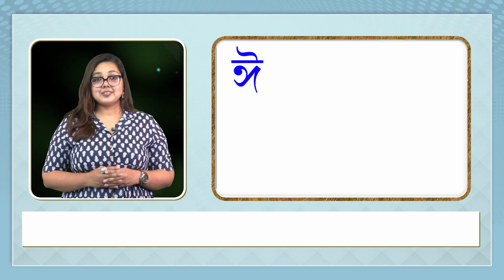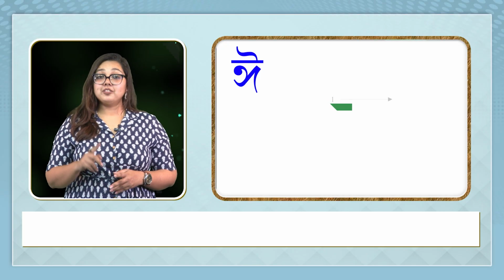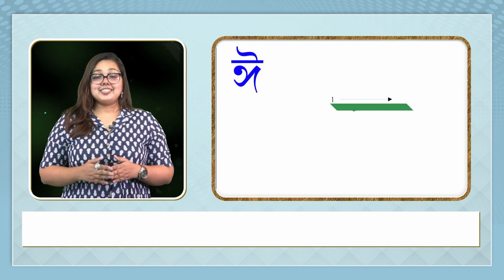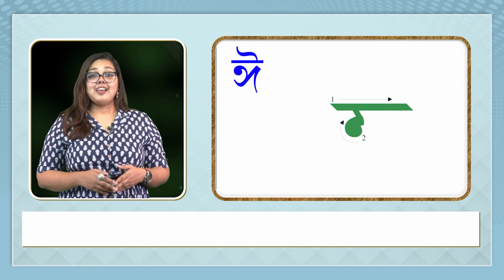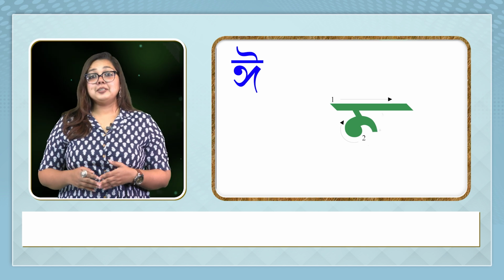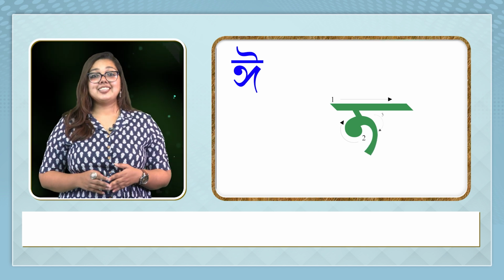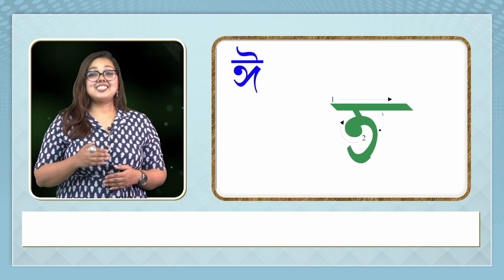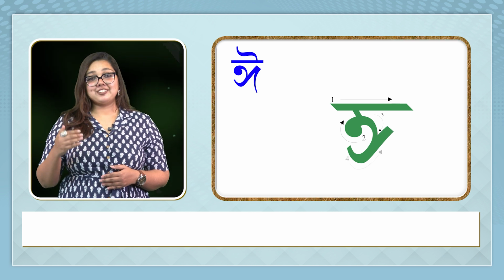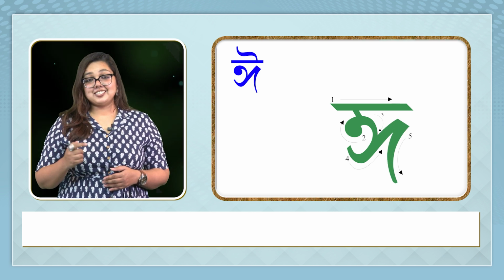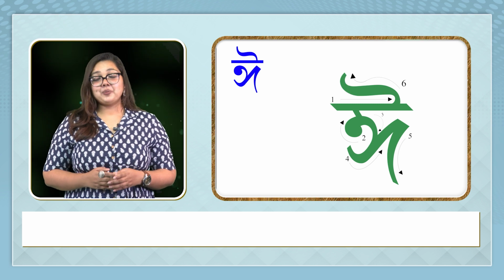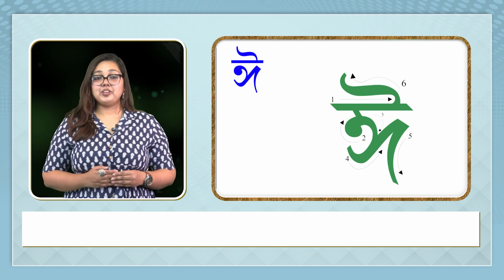Now, let's practice to write dirghoi. First, we will draw the matra. Then, start by making a loop under the middle of the matra and draw an incomplete clockwise arc like this. And again, it is traced back in an upward direction and forms a convex arc like this. Okay, this way you can practice writing dirghoi perfectly.